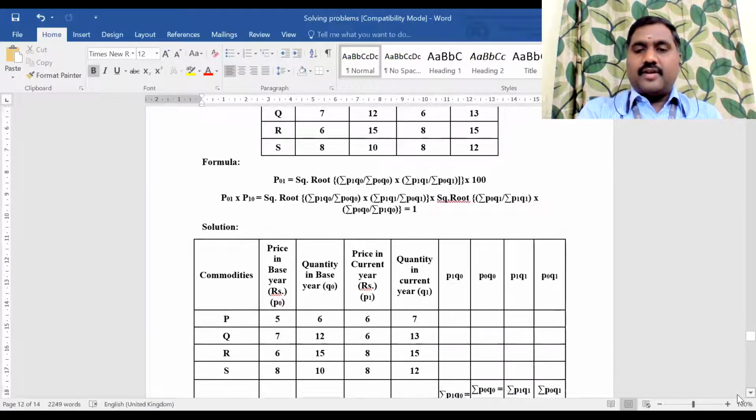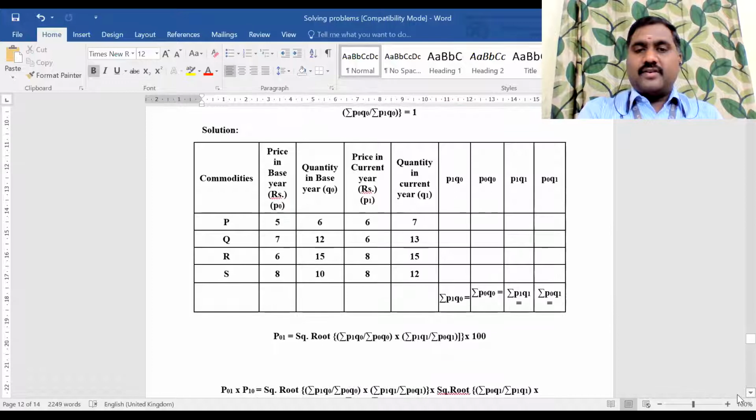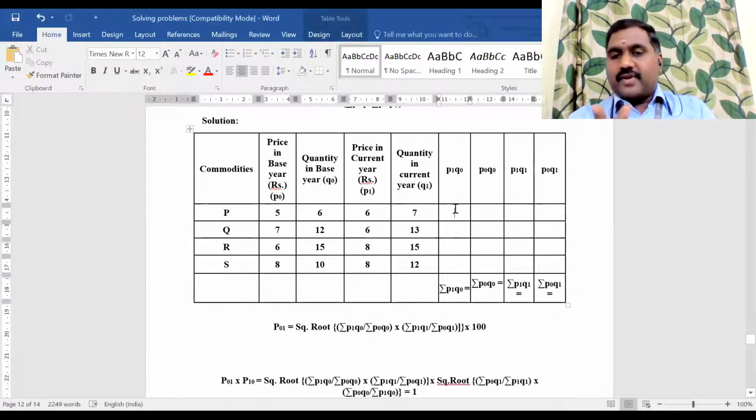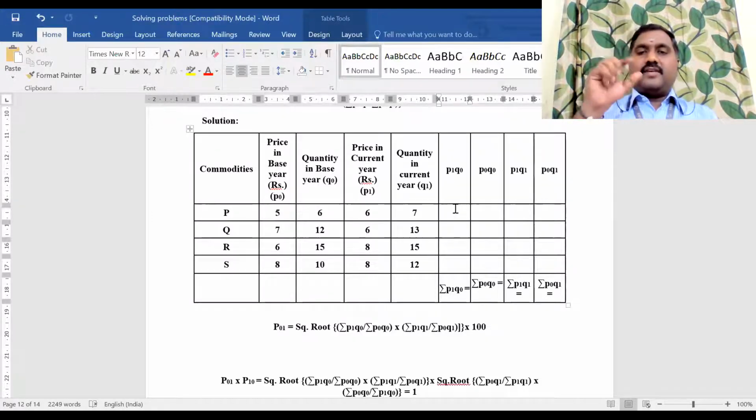See, I've just created the columns like this, and now you people have to tell me the answer. Okay, I'll give 3 to 5 minutes. Once you have completed, unmute and tell me so that I can enter the value. Tell me column-wise. What is the P1 Q0 value for all the four commodities? And then P0 Q0, P1 Q1, P0 Q1.